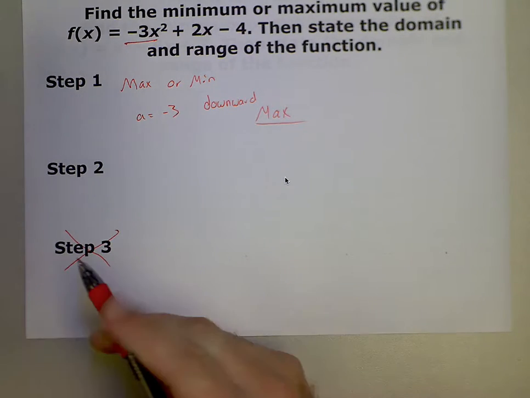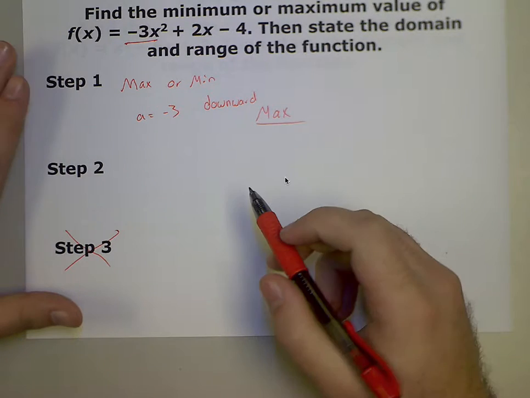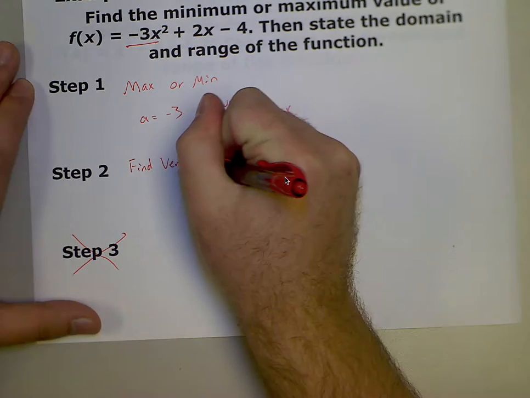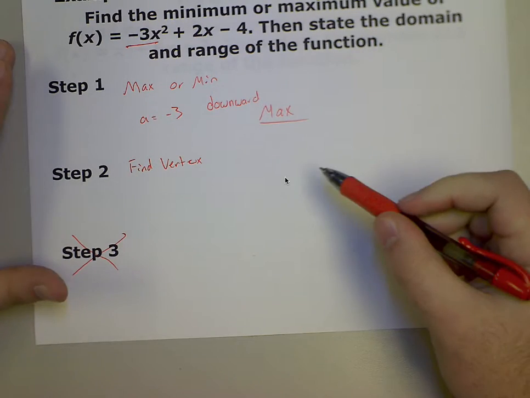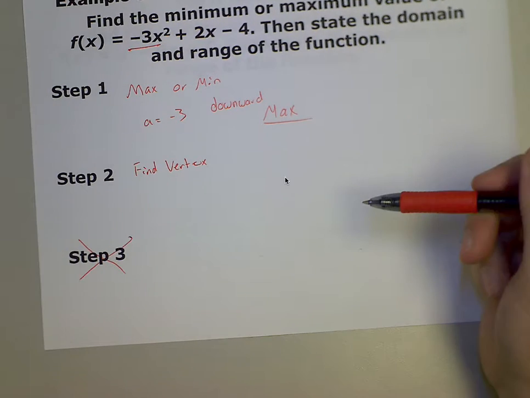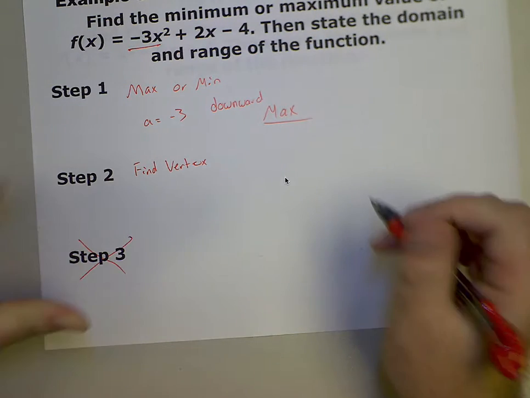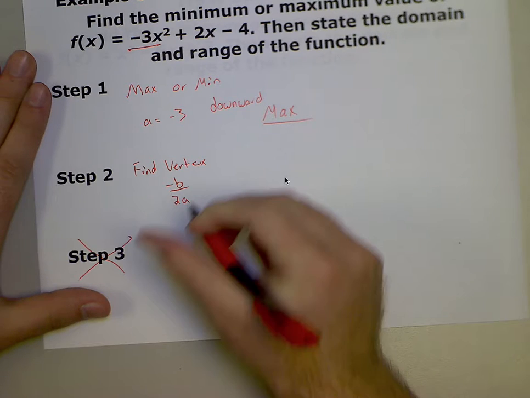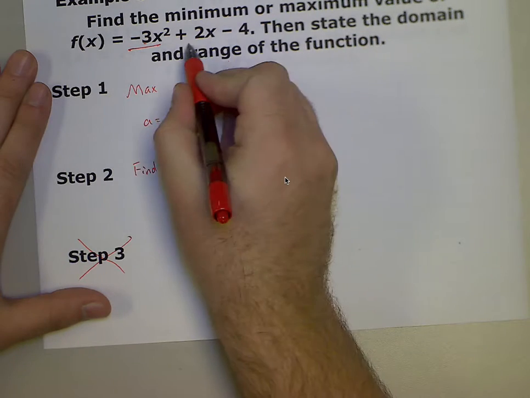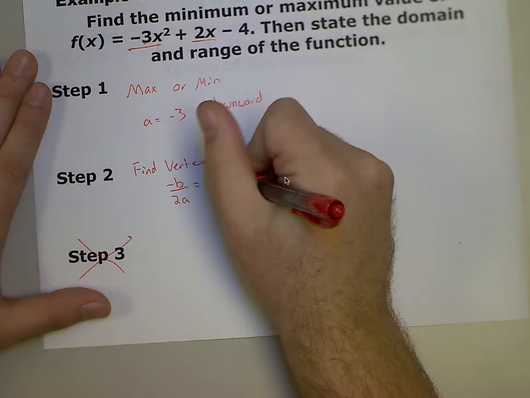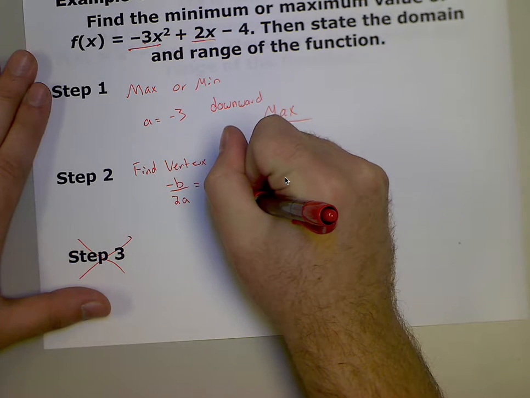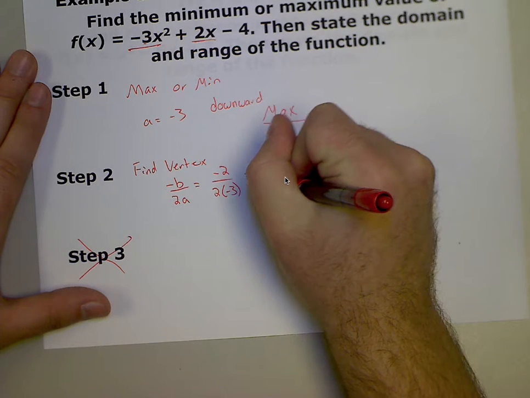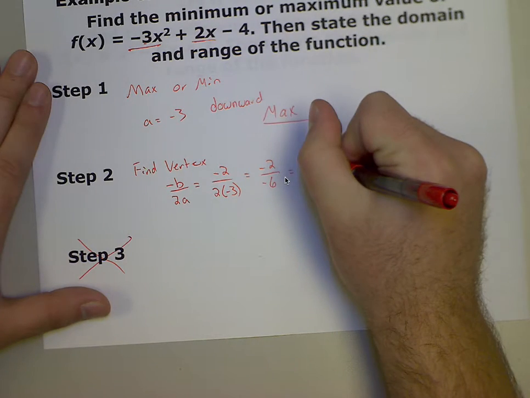My step 2 now is I need to actually find where that maximum is going to be. The way I do that is I need to find my vertex. So my second step here is to actually find the vertex. That maximum, again, is just the y-coordinate of the vertex, but in order to find the y-coordinate, I have to know the x-coordinate first. So I need to use that negative b over 2a, and plug in my numbers there. So a was negative 3, b is going to be 2. So I have negative 2 over 2 times negative 3. If I simplify that out, I have negative 2 over negative 6, or 1/3.